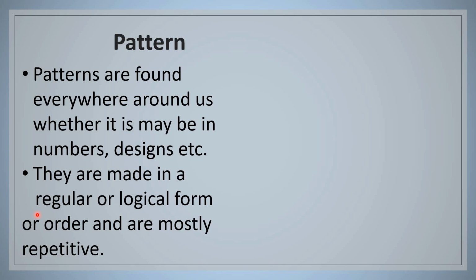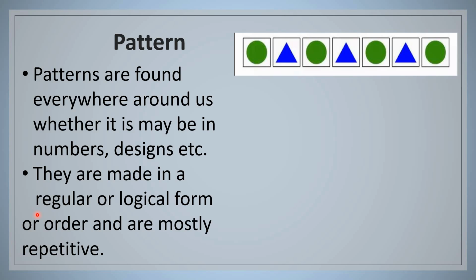Let's have a look at a few examples which will give you more clarity on how patterns are formed in geometry. Looking at the first figure, you can see a circle, a triangle, a circle, a triangle, a circle. This pattern will go on in the same way. There will be a green circle first, then a blue triangle, then a green circle, then a blue triangle. So what is the rule here? There has to be one circle, then a triangle, then again one circle, then again a triangle. This pattern will go on in sequence form. So this is one example of a pattern.